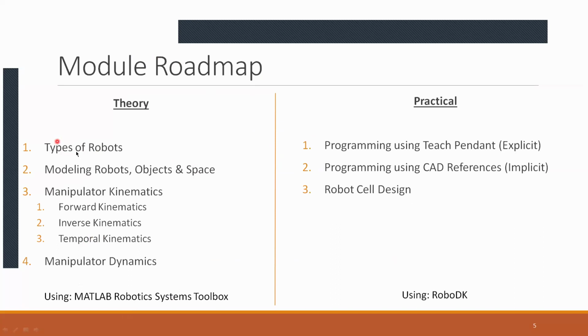Today we'll be discussing types of robotics. Then perhaps lectures 2 to 4 would be on modeling the robots, objects, and space. In this particular area, we will be discussing how to describe problems to programs. And from lecture 5 onwards, we'll be discussing how programs tackle solving the problems that we described to them.